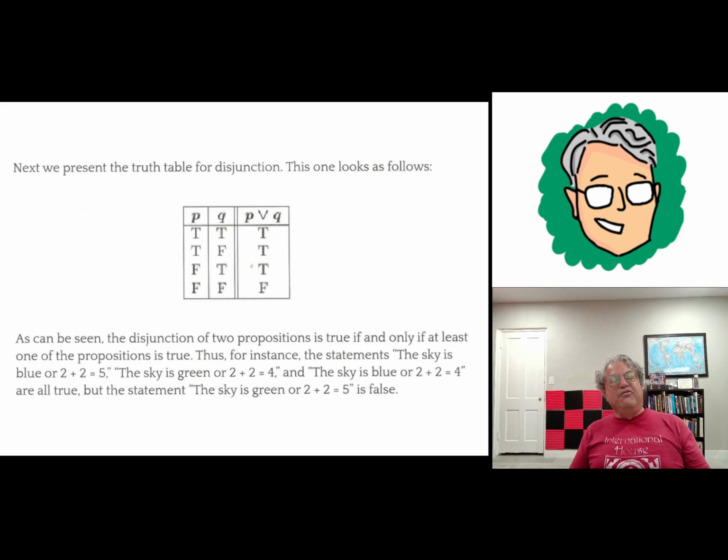But the case where they're both false is still false. It's still false to say the sky is not blue or 2 plus 2 is not 4, because both parts are false, and so the disjunction is also false. Neither of them is true. So that's how or works. So those are the basic Boolean operations and their truth tables.